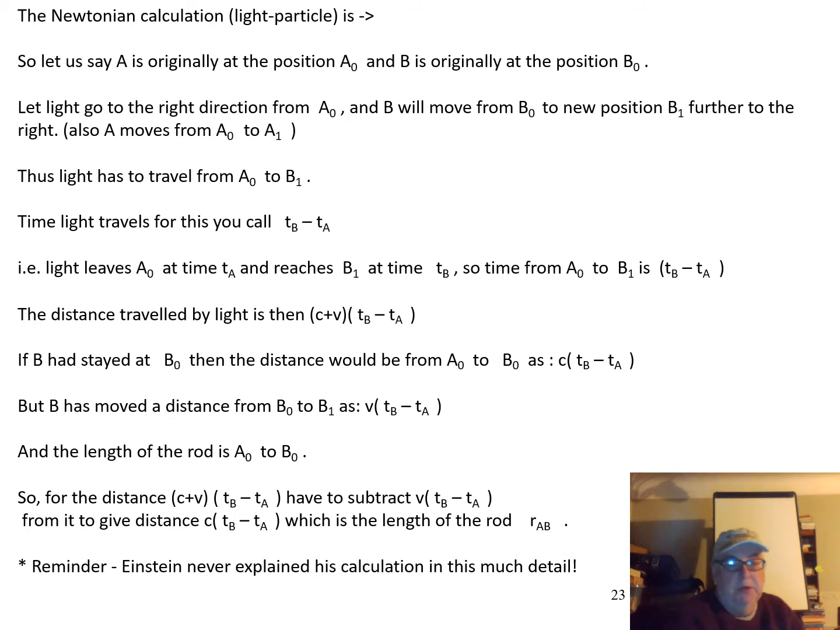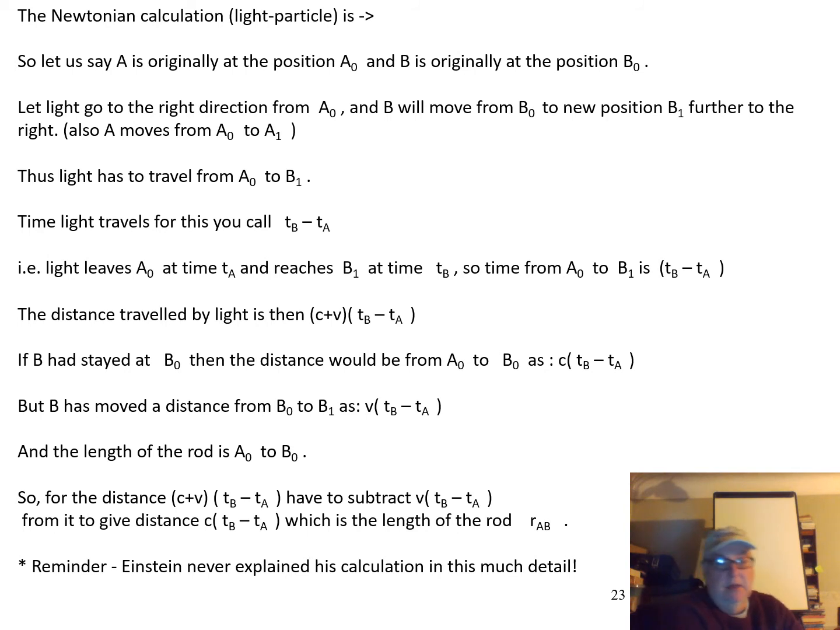So I have to do the Newtonian calculation for the light particle, and so let us say A is originally at the position A subscript 0, and B is originally at the position B subscript 0. So light goes to the right from A subscript 0, and B will move from B subscript 0 to a new position B subscript 1 further to the right.